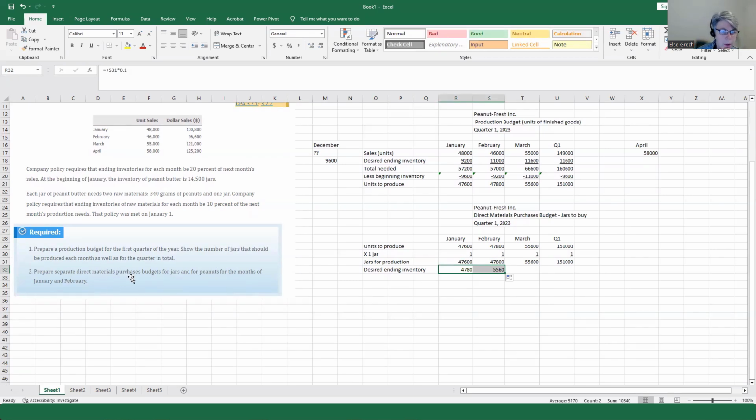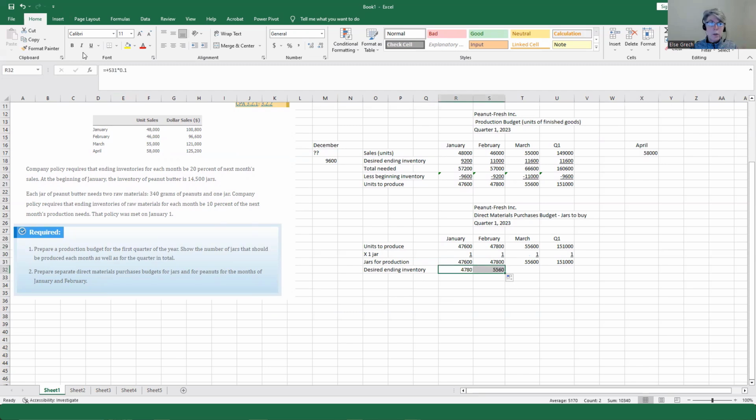Now, prepare separate direct material purchases budgets for jars and peanuts for the months of January and February. Makes sense that I can't do the month of March, because in order to do the month of March, I need the production for April. And they didn't give me the desired ending inventory for April, so I couldn't do my units to produce for April. That means I can't start over here. So they're saying I can't do the quarter, I can't do March. I can only do January and February because that's the only information I have available. So I'm going to leave it right here.